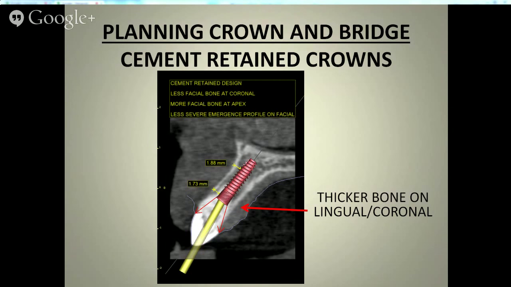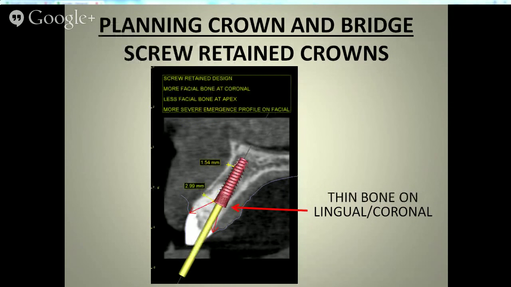As opposed to, and you'll see here also that on the lingual in this design, we have very thin bone. Quite often practitioners will tell me that they don't worry so much about the thin bone on the lingual. They want to have more buccal bone available for the implant in the crown.